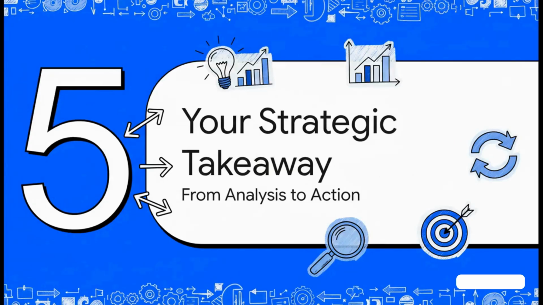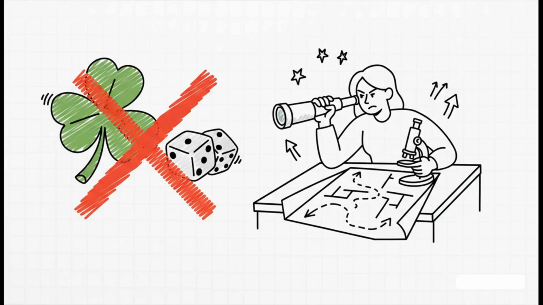So what's the big takeaway here? Let's connect all the dots. It's really this. Building a great strategy isn't about getting lucky, and it's not just about reacting to whatever happens. It's about being proactive. It's about using powerful tools like PESTEL and the 5 Forces to systematically understand your environment so you can make smart, informed choices that actually shape your future.